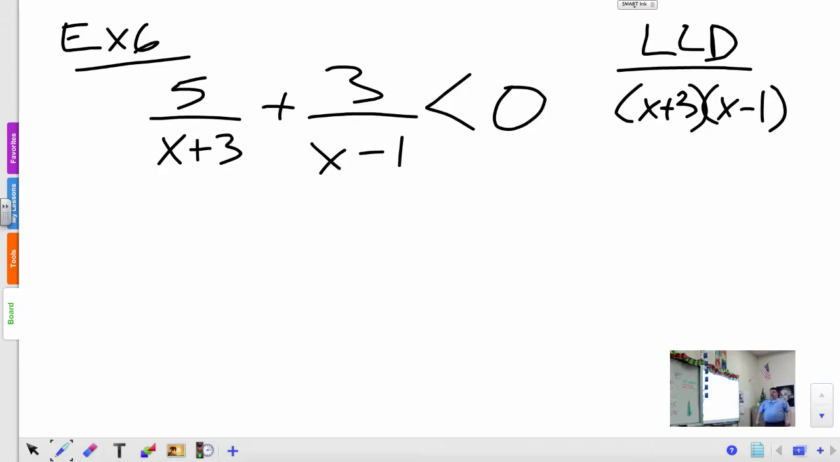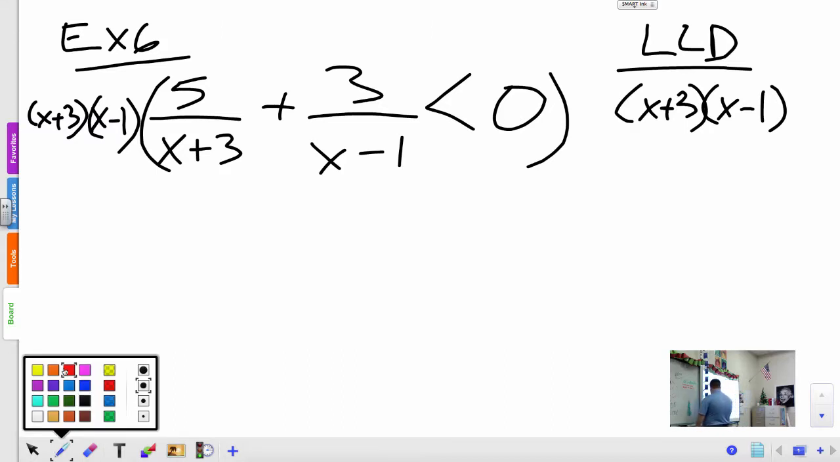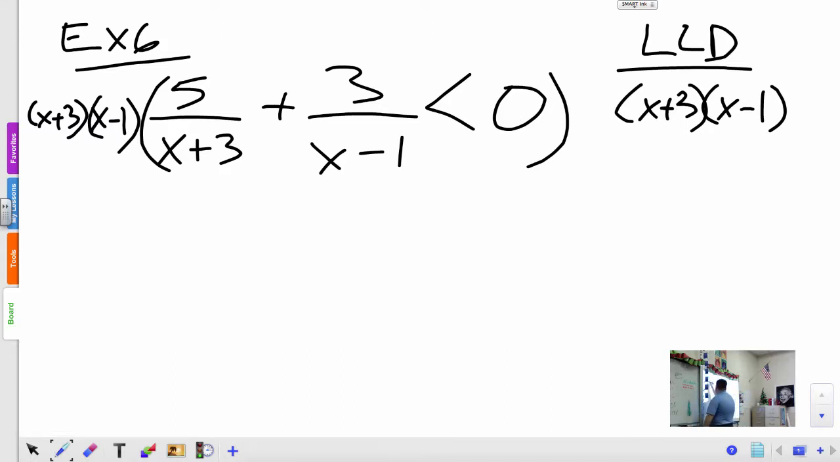And so Mr. Adams has been kind of doing a shortcut. I don't know if that's good or bad. What I really should have been doing this whole time is taking this whole inequality and multiplying it by the quantity x plus 3 times x minus 1. And so when I distribute that through, I've been kind of skipping over things, but that should go through here, and go through here, and go through here.